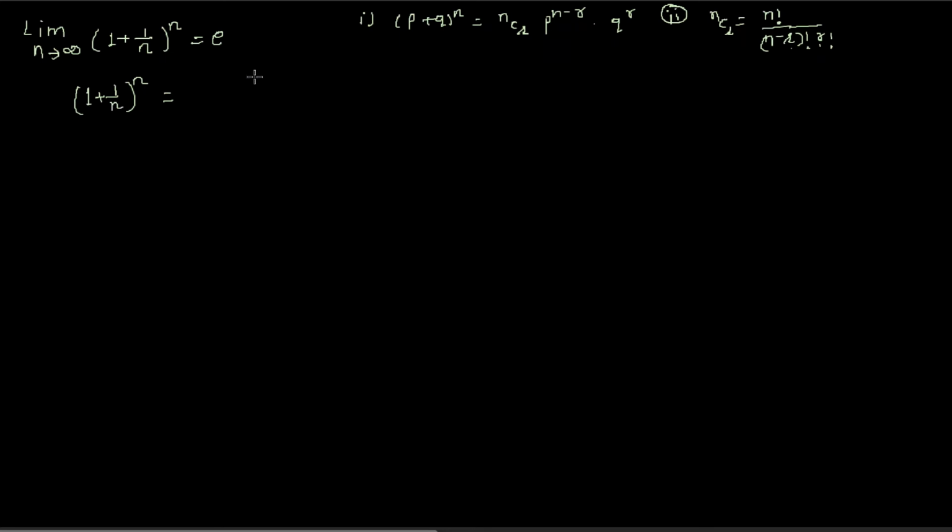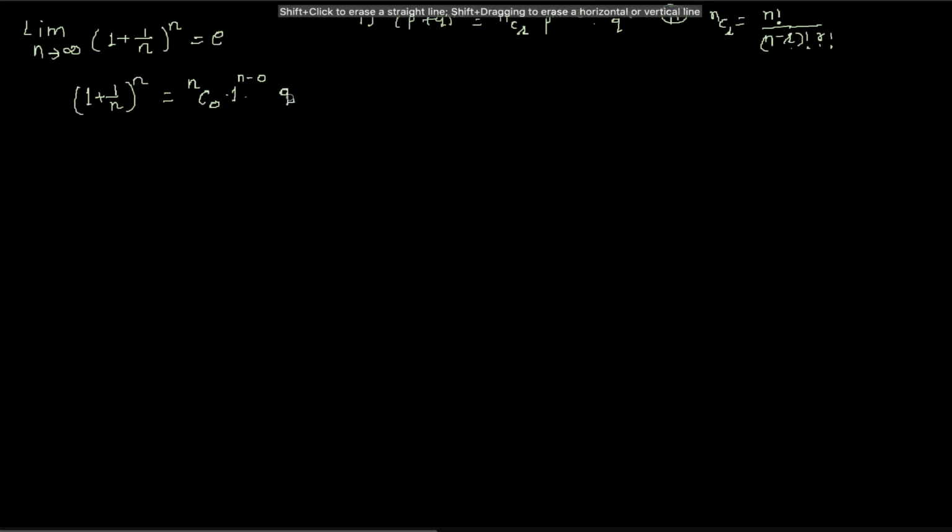We use the binomial general term here, with 1 as p and 1 over n as q. Now what is the first term? For the first term, the value of r is 0, so nC0, 1 power n minus 0, and (1 over n) power 0. The second term has r equal to 1: nC1 times 1 power n minus 1 times (1 over n) power 1.